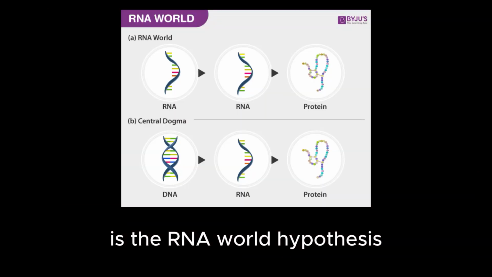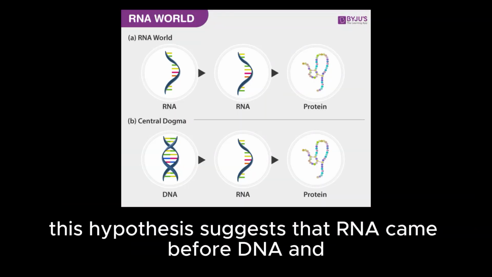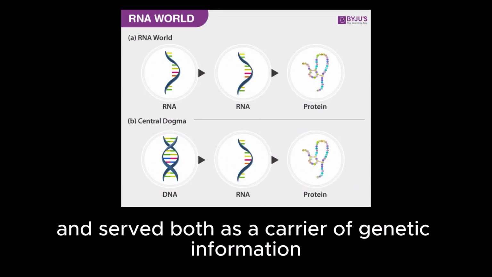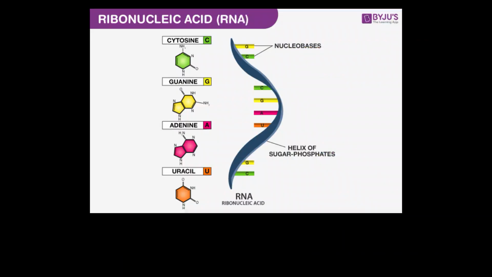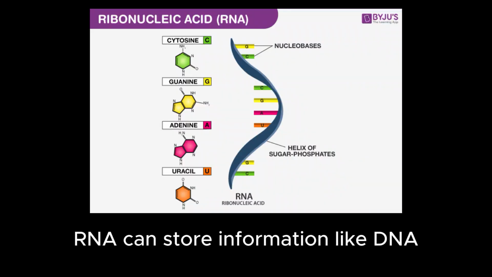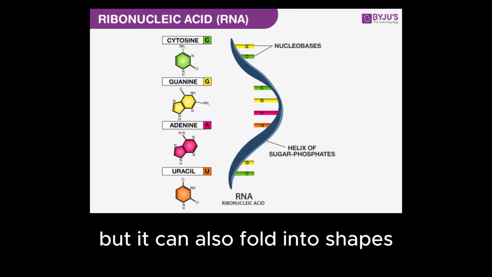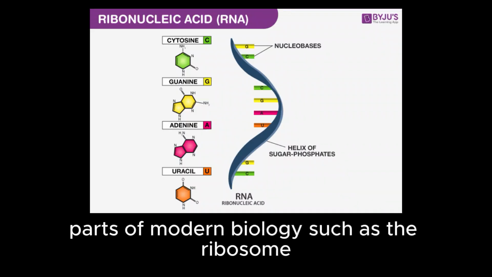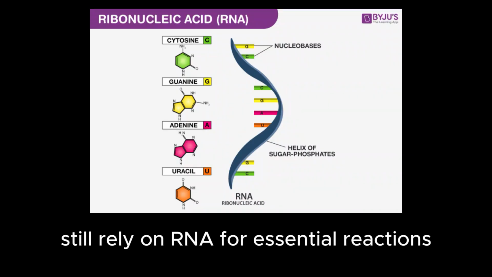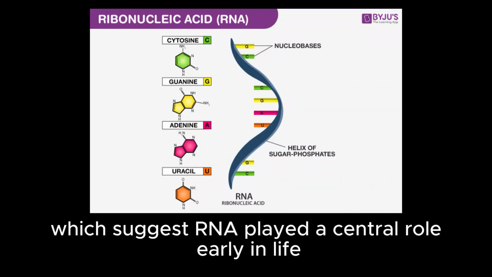One leading idea for the origin of life is the RNA world hypothesis. This hypothesis suggests that RNA came before DNA and proteins and served both as a carrier of genetic information and as a catalyst for chemical reactions. RNA can store information like DNA, but it can also fold into shapes that allow it to speed up reactions, acting like an enzyme. Parts of modern biology, such as the ribosome, still rely on RNA for essential reactions, which suggests RNA played a central role early in life.